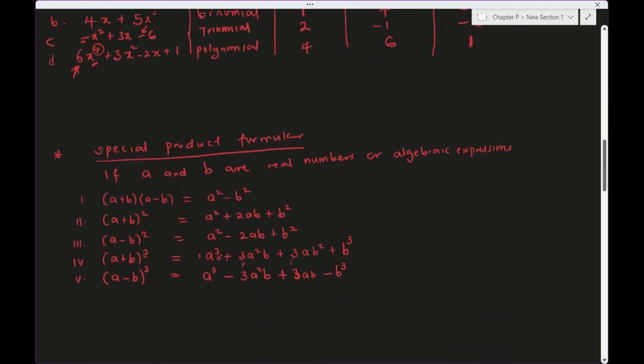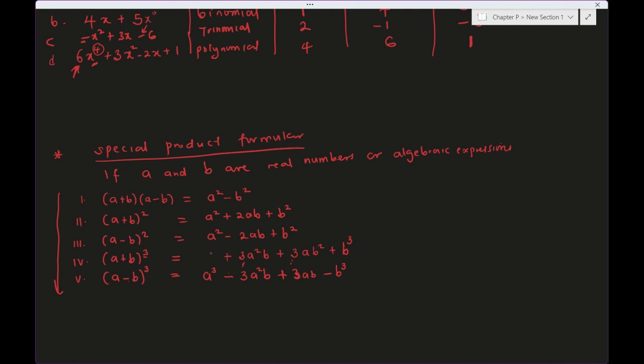Next we'll look at special products. We'll talk about operations on polynomials later. Now let's talk about special product formulas. If a and b are real numbers or algebraic expressions, then the following are true. If you have a plus b times a minus b, this is a squared minus b squared, the difference of 2 squares. And a plus b all squared is a squared plus 2ab plus b squared. Now, if you look at these, 4 and 5 have to do with the power 3, and here we have a cube.